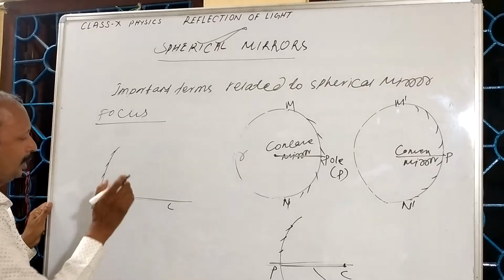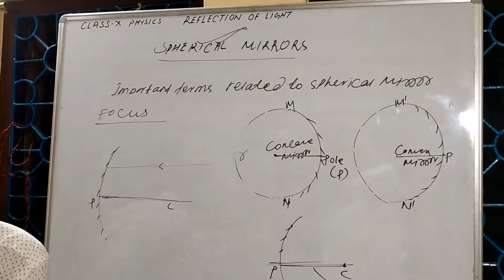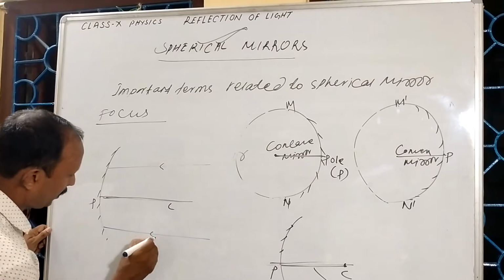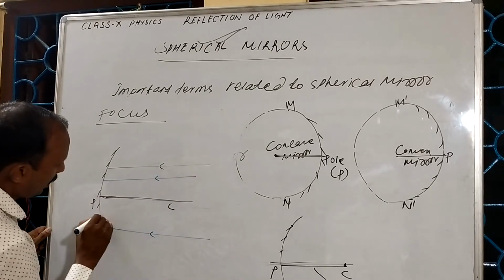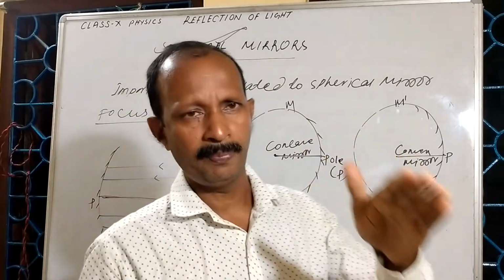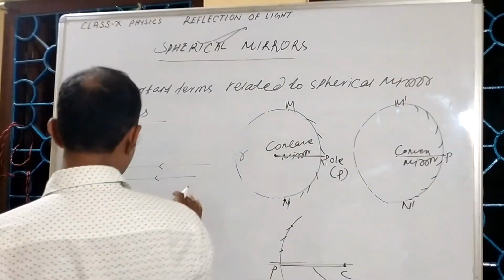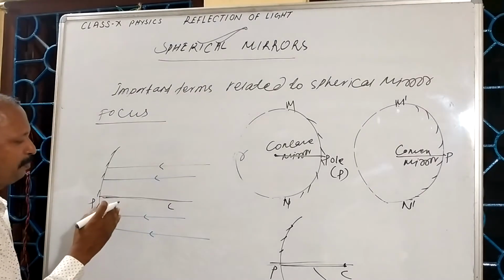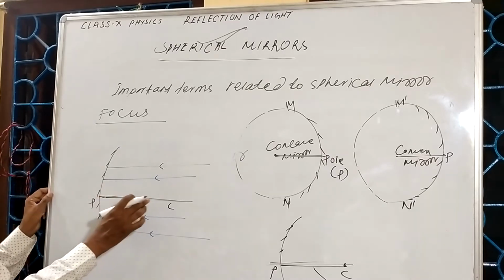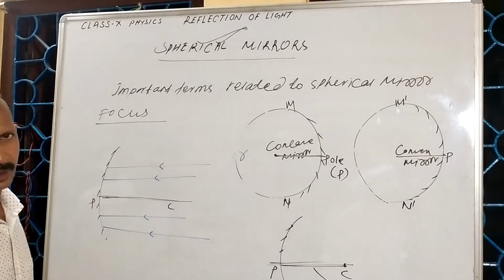Here, you think that some light rays are coming from far away. Those light rays come from far away, from infinity, you can say. It is considered as a parallel beam of light rays. So I am telling those rays are close and parallel to the principal axis.